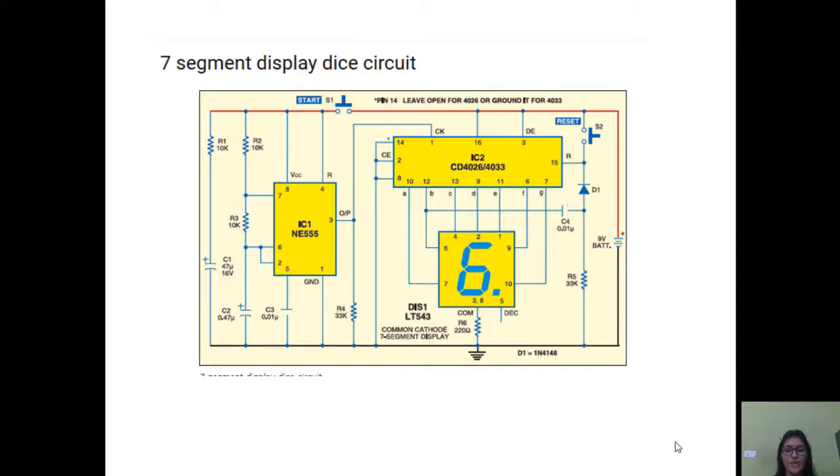So this is my circuit diagram, the 7 segment display dice circuit. I have used three main components: the first is IC NE555, the second is IC CD4026, and the third is the 7 segment display. You can also see the other components like resistor, capacitor, battery, diodes, etc.